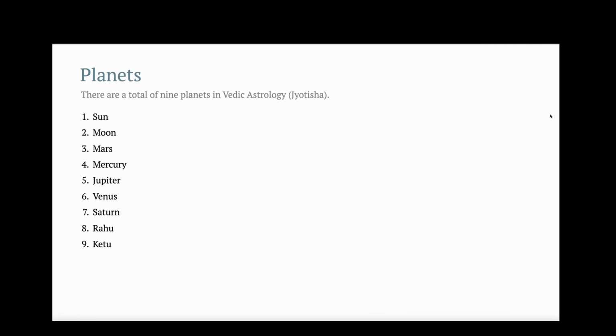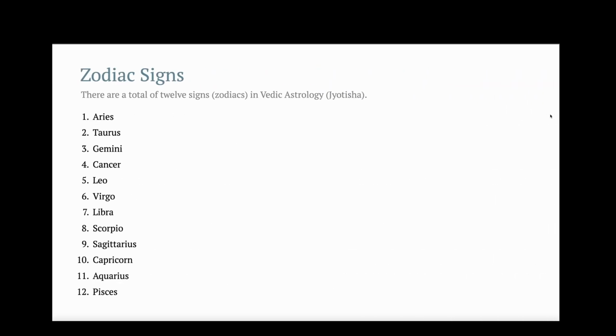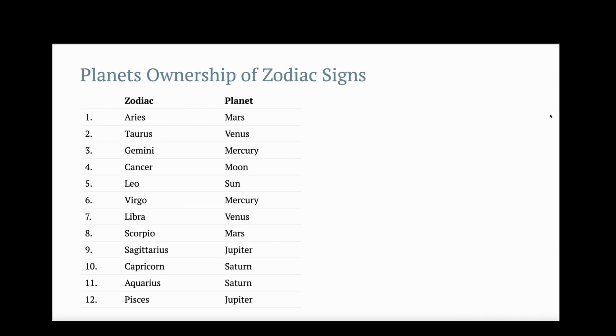They are Sun, Moon, Mars, Mercury, Jupiter, Venus, Saturn, Rahu and Ketu. These are the 9 planets present in Vedic astrology. These are the 12 signs mentioned in Vedic astrology. They are Aries, Taurus, Gemini, Cancer, Leo, Virgo, Libra, Scorpio, Sagittarius, Capricorn, Aquarius and Pisces. Each zodiac sign is ruled by a certain planet. These are just the planet and sign rulership relationships.